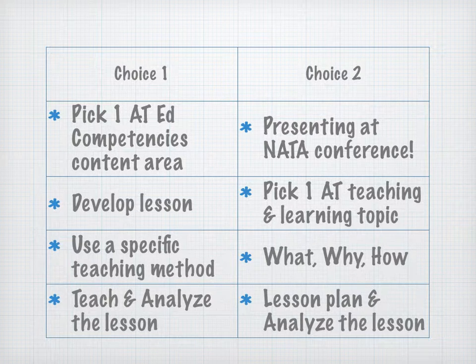Now for choice 2, you're doing a presentation at an NATA conference, whereas in choice 1 you're not. You can think about it as doing a presentation, but at a conference. Conference presentations are a little bit different than what I'm trying to do with choice 1. So in choice 2, the effective athletic training teaching and learning presentation, you're going to pick one topic, and then you're going to do a presentation on the what, why, and how.